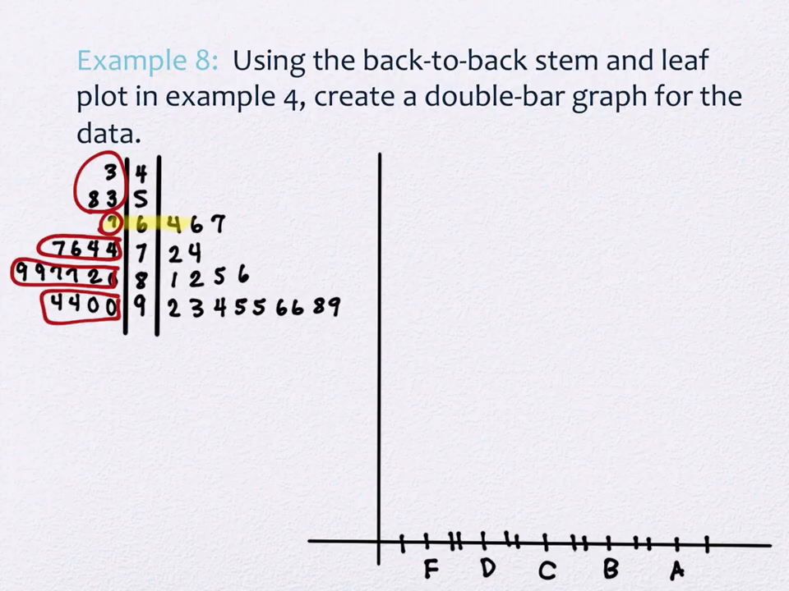My frequency will look the same as it has on the previous ones. I need to go from 0 up to 10 because that's the most I have. It's actually 9 in any of them. And I'm going to again label every other one.